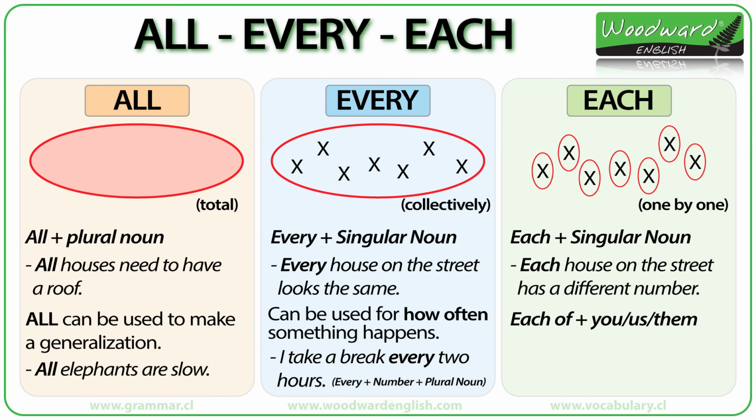Each can be used with of plus an object pronoun, such as you, us, them, etc. For example, she gave each of us a small gift. Yes, she gave a gift to each of us individually, not one gift for the group. There are more uses of each, though we will see them in a separate lesson.